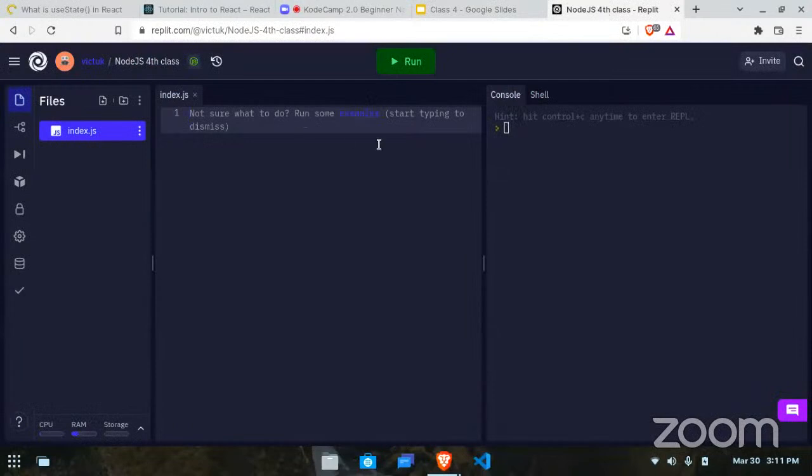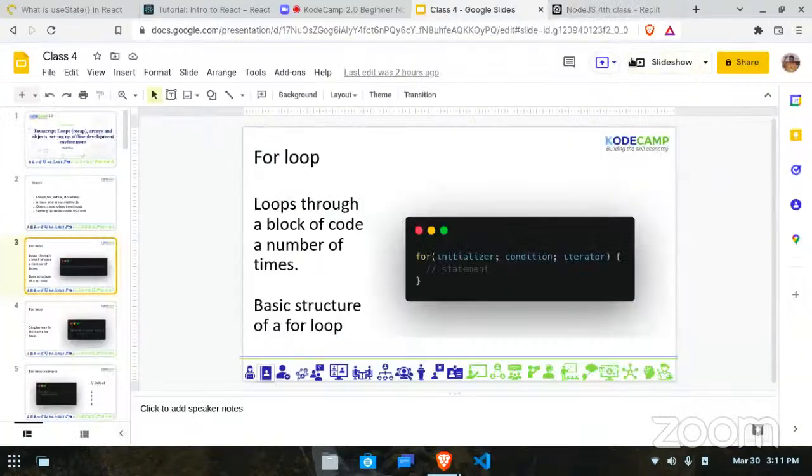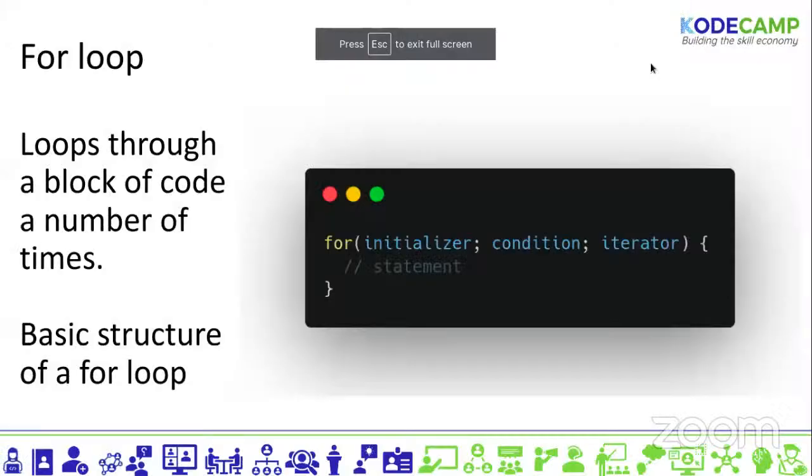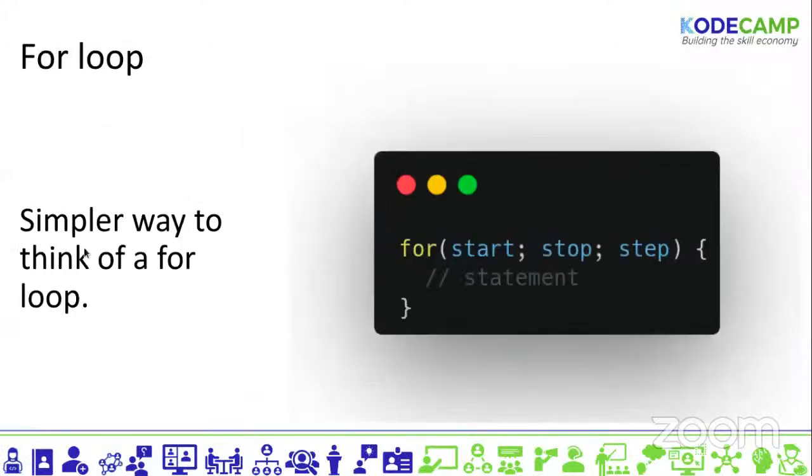So I said this is a simpler way to think of a for loop. You think of it as having a start, then the stop is like the condition. So will it stop? If the condition is false, then it will stop. Then step is like saying how many steps it should take to reach the stop part of the loop. I hope you're getting it.